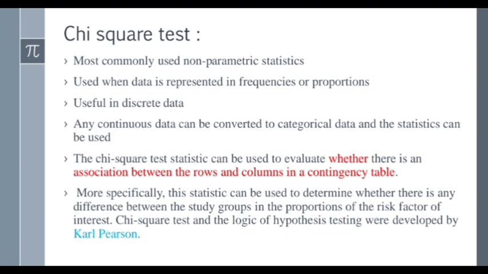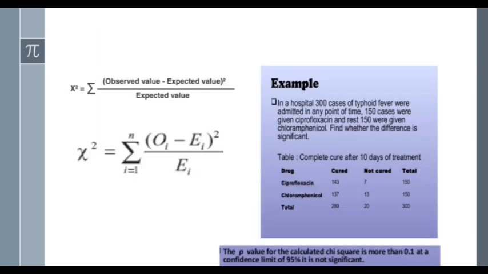The chi-square test is the logic of hypothesis testing developed by Karl Pearson. It is used to determine any difference between the study groups of proportion of risk factors of interest. It is expressed by x square equal to summation of (observed value minus expected value) the whole square over expected value. If the p-value of the calculated chi-square is more than 0.05 at the confidence limit of 95%, it is not significant.